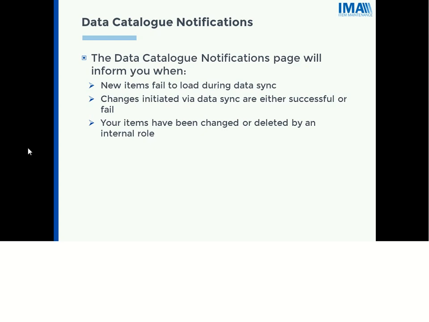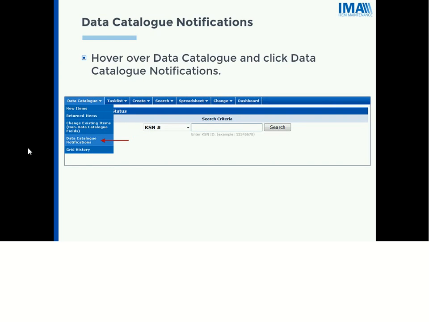So any changes that you initiate over, you will get a notification regardless of whether they go through or they don't go through. And then finally, if you have items that have been changed or deleted by an internal role, you will get a notification. So any items that were synced over, you will get a notification for if they get changed or deleted by an internal role. And I did get a question asking if the notification is via email, and it is not necessarily via email, and that's what we're going on to the next page.